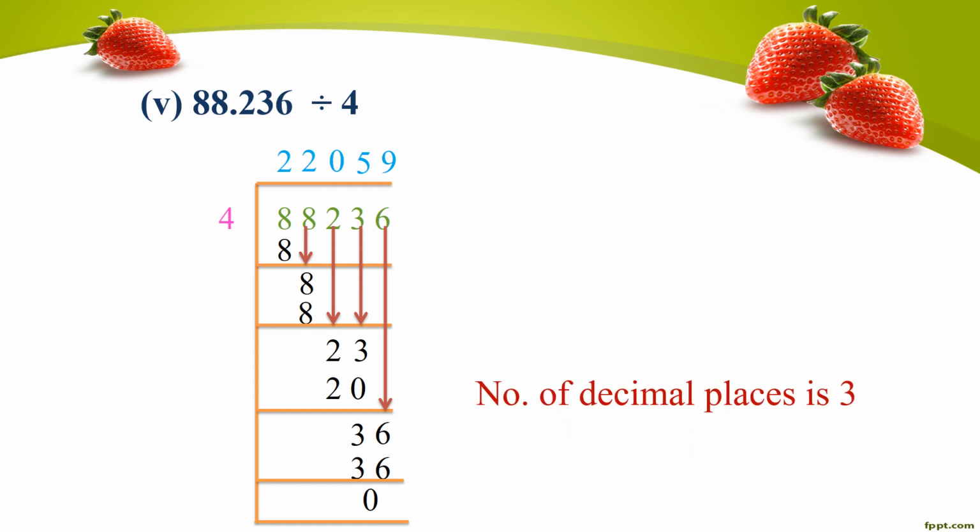Number of decimal places in the dividend is 3. After the decimal point, the numbers 2 3 6 are there. Therefore, number of decimal places is 3. There are 3 numbers after the decimal point. So, we have to shift 3 places from right to left in the quotient. On doing so, we get the result 22.059. Therefore, 88.236 divided by 4 is equal to 22.059.